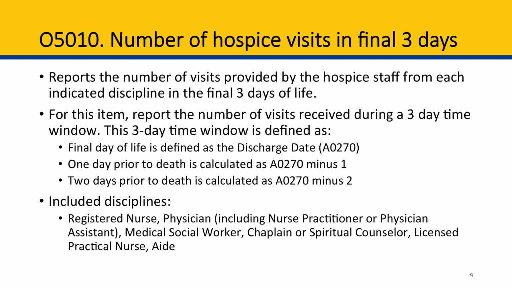O5010 is the first of the 2 visit items. It reports the number of visits provided by the hospice staff from the indicated discipline in the final 3 days of life, so this item covers visits received in a 3-day time window. To begin counting the final 3 days of life, the day of death is the same day as the discharge date. 1 day prior to death is calculated as A0270 minus 1, and 2 days prior to death is calculated as A0270 minus 2.